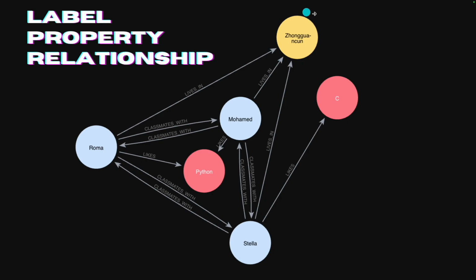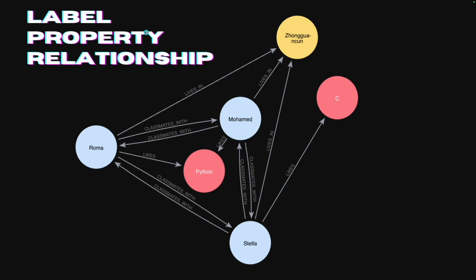And over here in yellow, we have Zhongguancun, which is actually a campus in Beijing for our university. So it's a node here, and its label is campus. And we have properties like next.